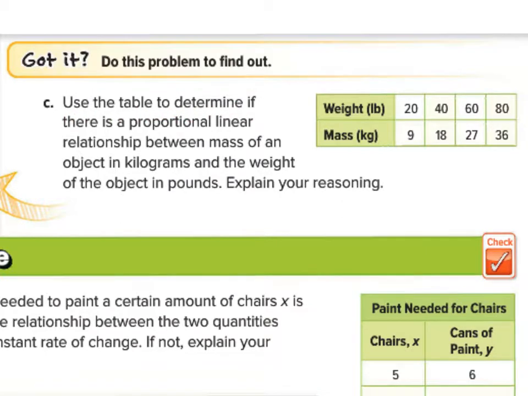So now let's try it. Use the table to determine if there is a proportional linear relationship between the mass of an object in kilograms and the weight of the object in pounds. Again, we're converting between metric and standard. Explain your reasoning. So here we have pounds. 20 pounds is 9 kilograms. 40 pounds is 18. 60 is 27. 80, and so on. So you can see here that every time I add 20 pounds, I'm going to add 9 kilos. So 9 kilos is 20 pounds, and that's the constant rate of change.